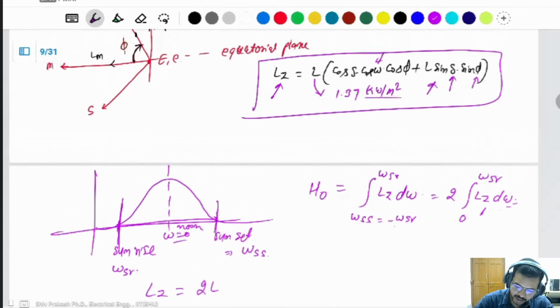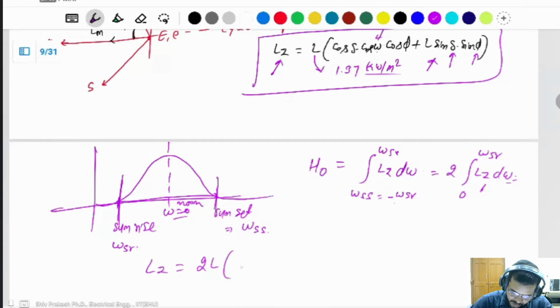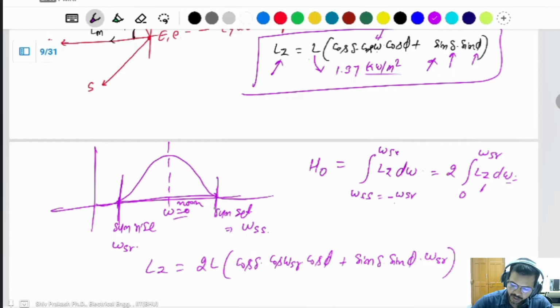If you take omega SR, cos omega will become sin omega, and sin omega will become sin omega SR because of the limit of integration. And this will be cos del into sin omega SR into cos phi. Here there is no omega, so everything is constant. L is common here. Plus sin del into sin phi, and because it is constant, it will be multiplied by omega SR because of the limit of omega SR.